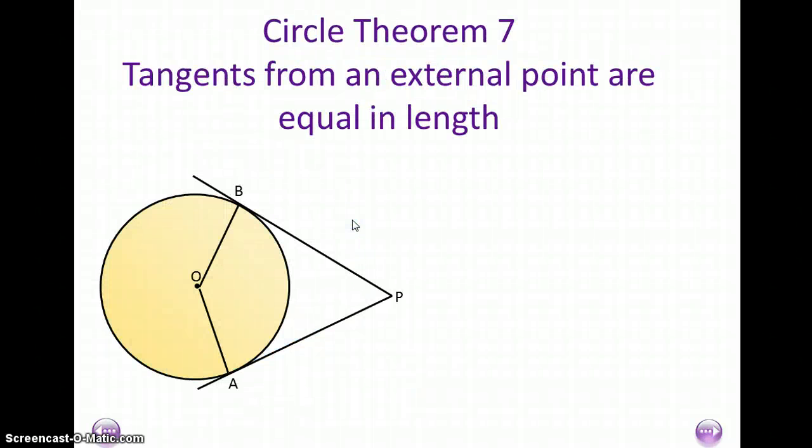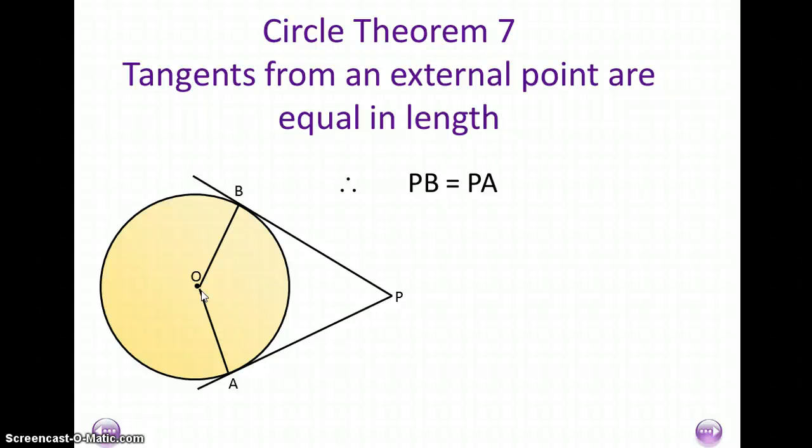Circle theorem 7. Tangents from an external point are equal in length. The line PB, this one here, is a tangent, and the line PA is a tangent, and the point P is the external point. The theorem states that the line PB, this distance here, is the same in length as this distance here, PA. Remember, OA and OB are the radius.